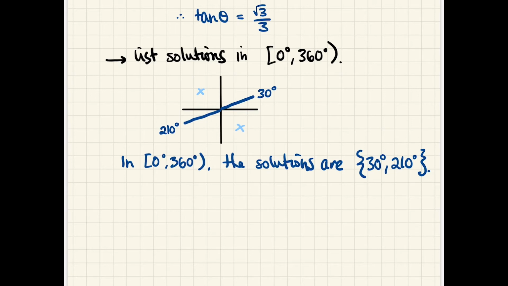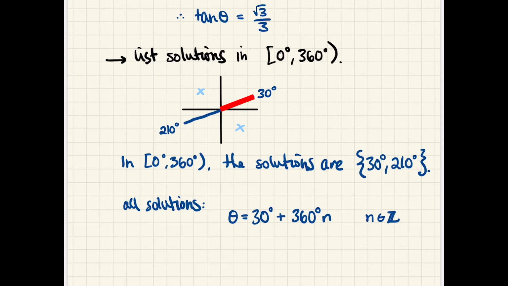And again, if the question had asked just to list the solutions from 0 to 360, as many of them do, that would be where we stop. But it's not hard to go one step further. So if we wanted to list all solutions, we would say something like theta is 30 degrees plus 360 degrees n, where n is an integer.